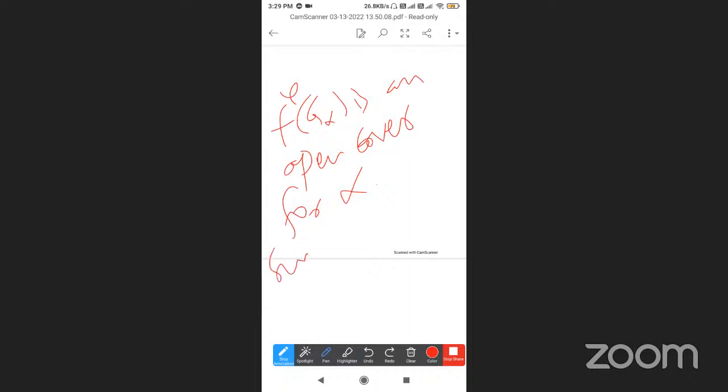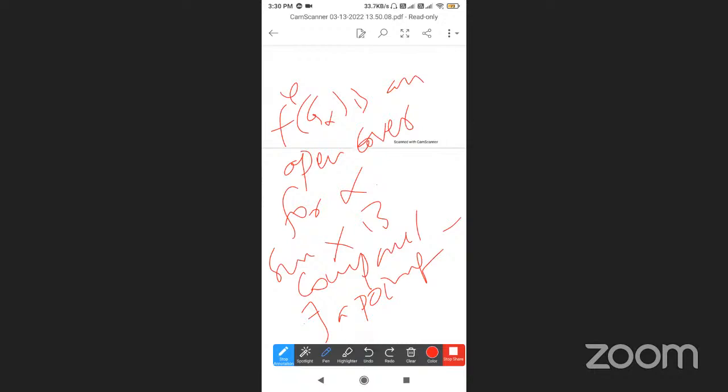So since X is compact, there exists a finite subcover. What should the definition of compact be? X is compact means there are two definitions. One definition is closed and bounded. The other definition is that a set is said to be compact if it has a finite subcover. So there exists a finite subcover.